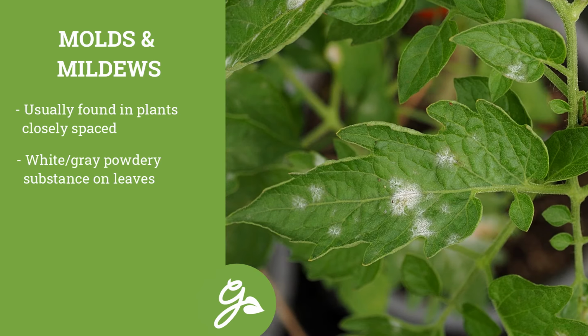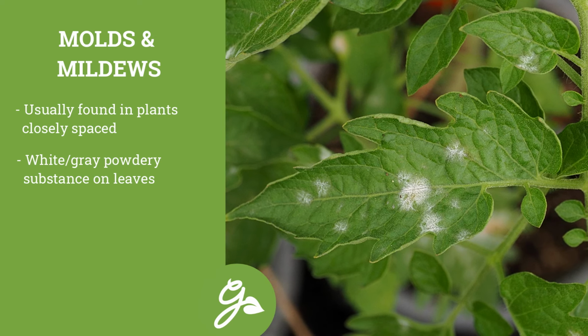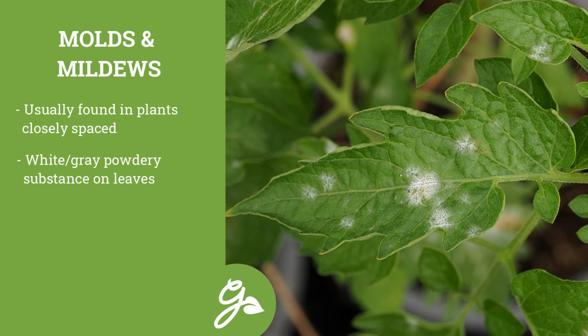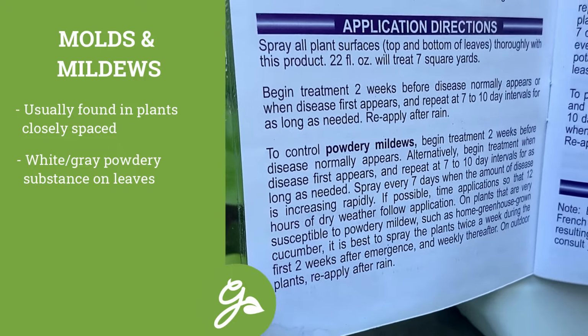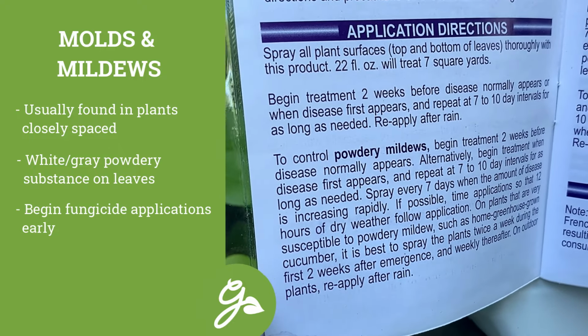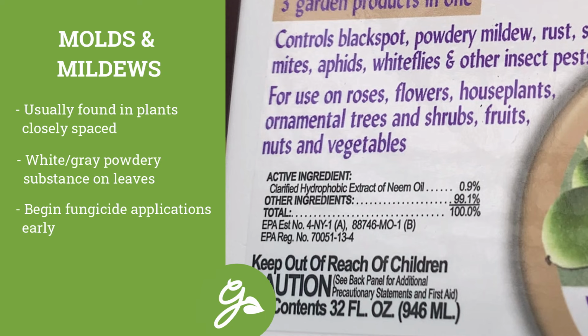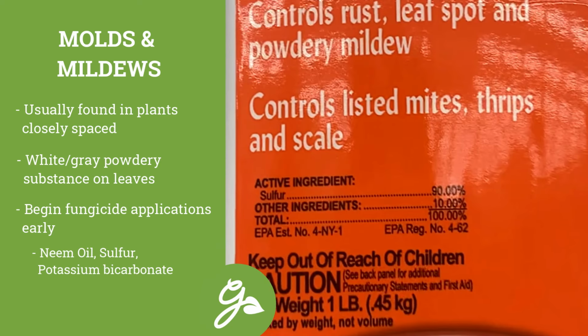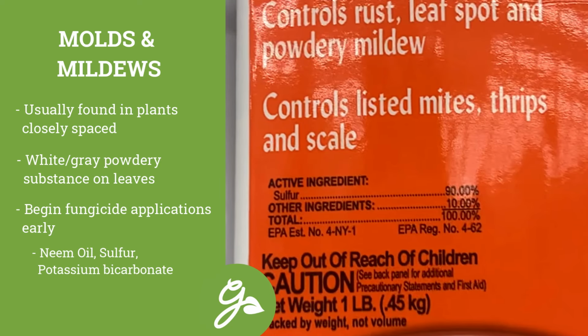With time, the whitish leaves may turn brown, shrivel up, become dry, and brittle. This disease can be controlled if you begin fungicide applications at the first sign of mildew. Neem oil, sulfur sprays, and products containing potassium bicarbonate are all helpful.